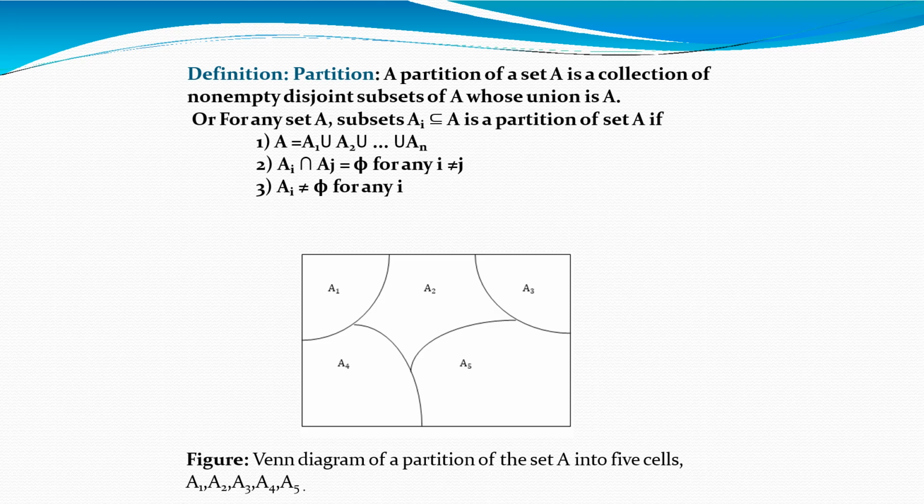Or for any set A, subsets Ai of A is a partition of set A if first, A is equal to A1 union A2 union up to An. Secondly, Ai intersection Aj is phi for any i not equal to j, means distinct subsets are disjoint, and third is Ai is non-empty for any i.